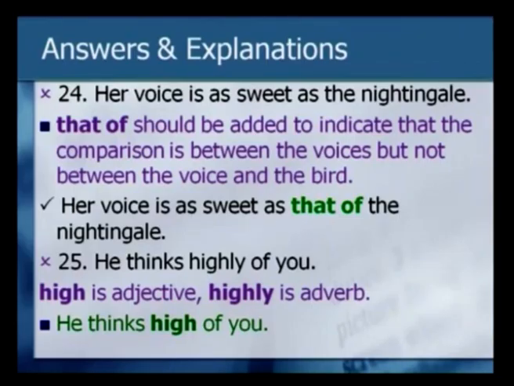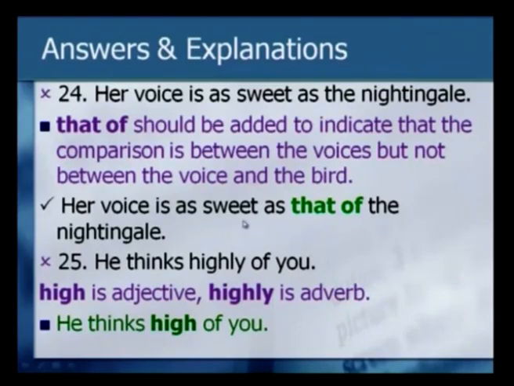That of should be added to indicate that the comparison is between the voices, but not between the voice and the bird. So, the comparison is between the voices. If you want to indicate that, you should use that of. When you say her voice is as sweet as the nightingale, what you are saying is her voice is sweet like the nightingale. But if you want to say just like the voice of the nightingale, her voice is also sweet. Now, in order to indicate that, you need to use that of.